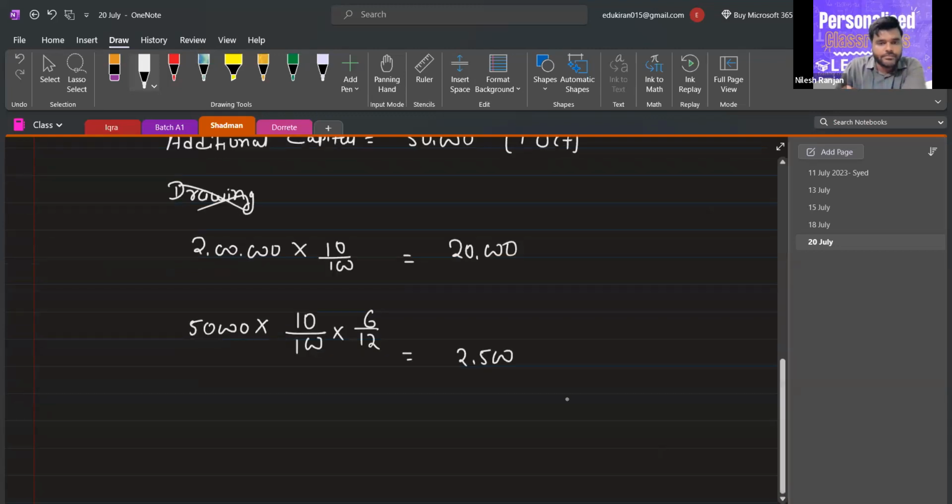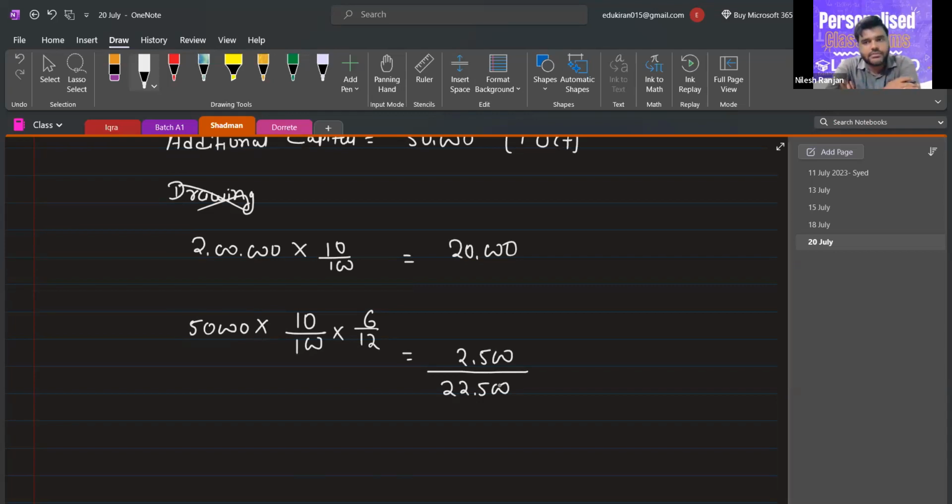So say if it is in middle of year, it will be 6 by 12. If it is starting, it will be 12 by 12. Actually, you don't have to write that. Because 12 by 12 means 1. And if you multiply anything with 1, you will get the same. Yes, sir. Okay. But what if the additional capital is introduced on 1st January? It will be 12 by 12 only.